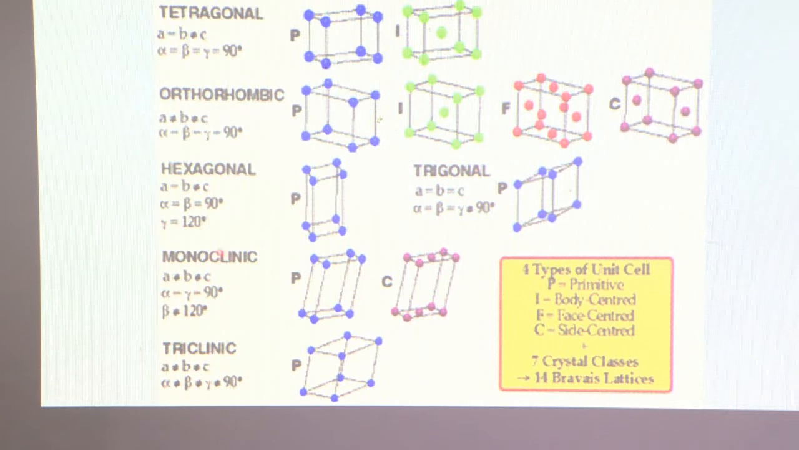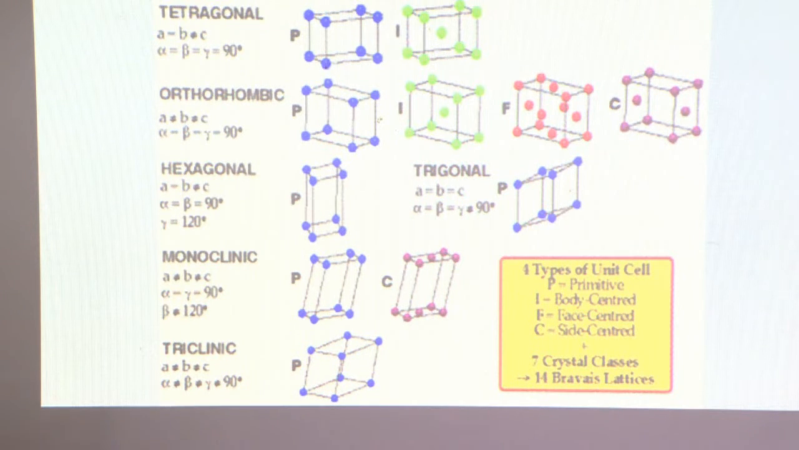And we go for monoclinic. From the name itself, we can understand that in monoclinic one of the angles is not equal to 90 degrees. That means a is not equal to b is not equal to c, whereas alpha equals beta equals 90 degrees and gamma is not equal to 90 degrees. And when you go for triclinic, all the angles are unequal and the sides are also unequal.